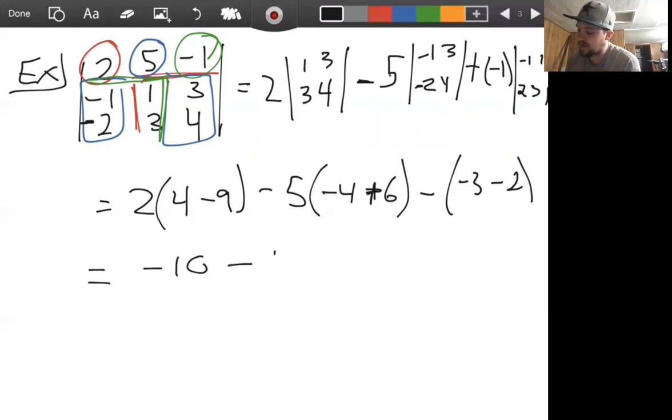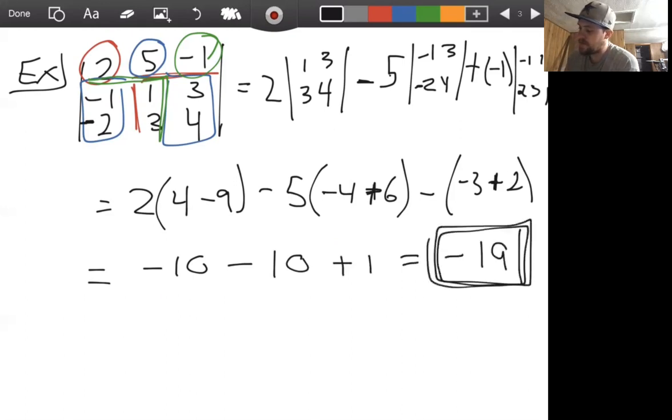So then we have minus 10 again, and then 6. And if this was a negative 2, then this will be plus again, right? And so we have negative 3 plus 2, which is negative 1, but then it's minus a negative 1, so plus 1. And so our answer is negative 19. Right? And so here's how we can calculate a determinant of a 3 by 3 matrix, just following this formula here.